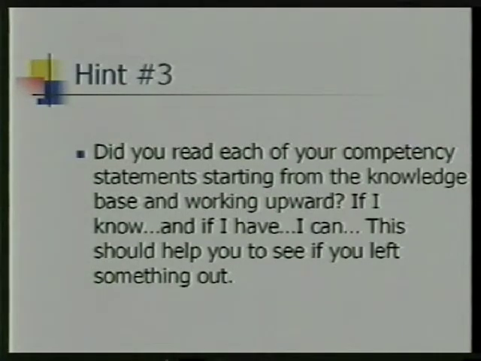Now, hint number 3 is the next one we want to talk about. Do each of your competency statements, you're going to read those, and what I want to ask you to do, did you read each of your competency statements starting from the knowledge base and working upward? In other words, go backwards. If I know, and if I have, I can. This should help you to see if you left something out. So in other words, a lot of students, if you can read from the end of the competency statements, that's a neat way to do it.